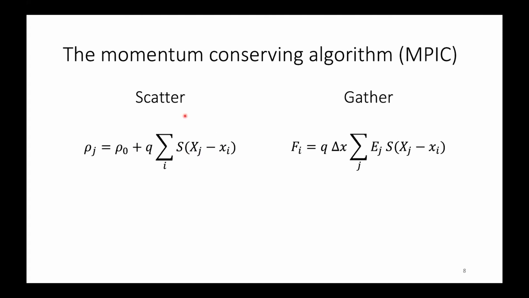So then we do our field solve with our rho J, and then we need to gather back our forces. And to do that with the momentum conserving algorithm, we're going to interpolate using the electric field on the nodes. And we're going to do that interpolation using the same interpolation as in the scatter. Now that's really important because that's what gives us the momentum conserving property of this algorithm.